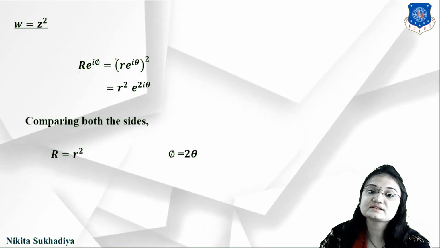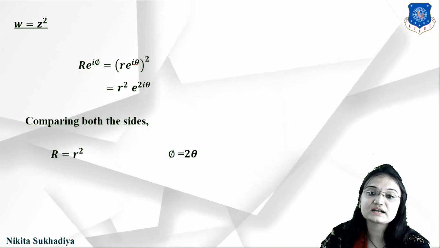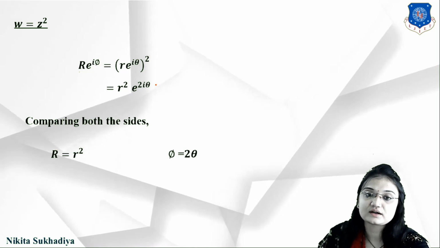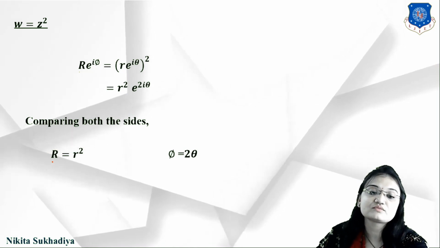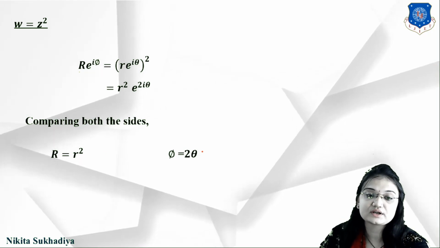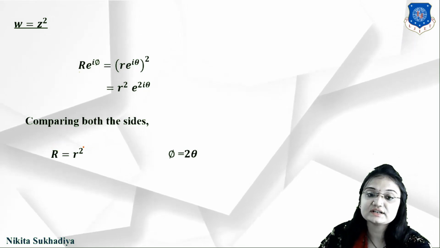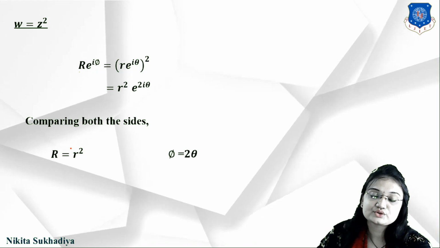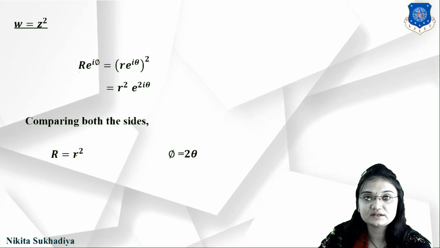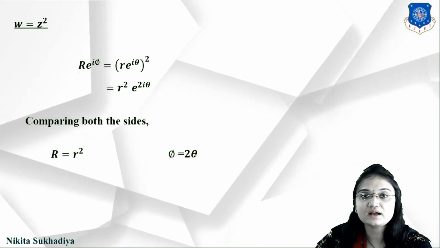And this one is radius capital R and capital theta angle in the Z plane, which is represented by R e raised to i theta whole square. So this is nothing but R square e raised to 2i theta. Now comparing this to this, capital R is equal to r square and phi is equal to 2 theta. So radius R in the W plane is nothing but r square in the Z plane, and angle phi in the W plane is nothing but the angle 2 theta in the Z plane.